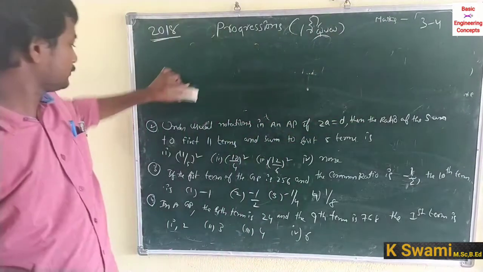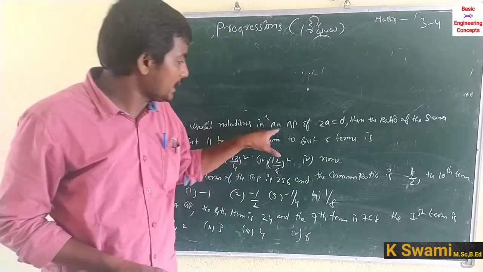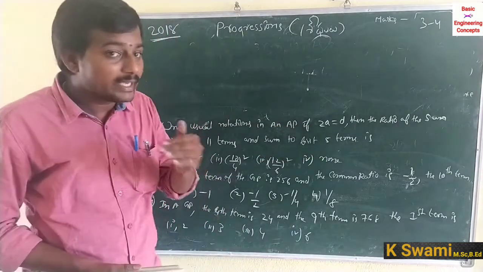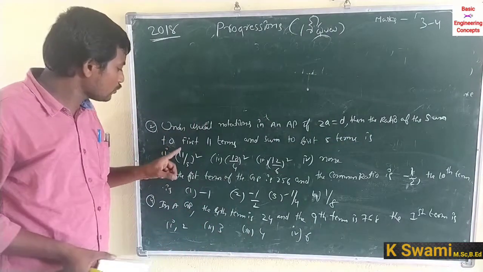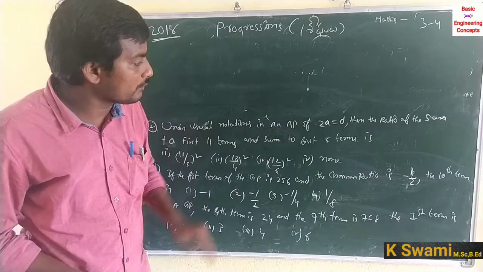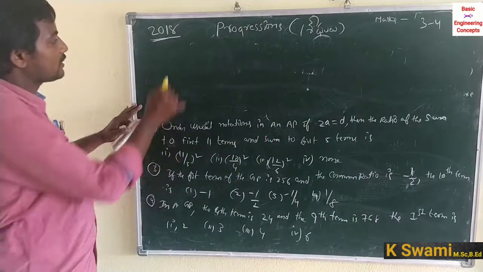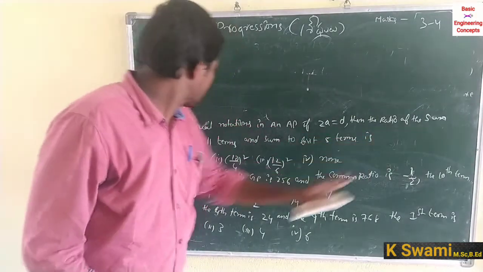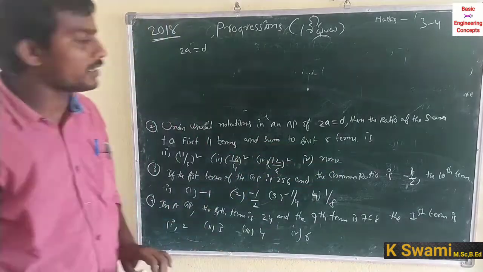So చూస్తే మనం, under usual notation in an AP, 2A is equal to D. Then the ratio of the sum of the first 11 terms and the sum of the first 5 terms is. So 2A is equal to D. Sum of the first 11 terms and sum of the first 5 terms.